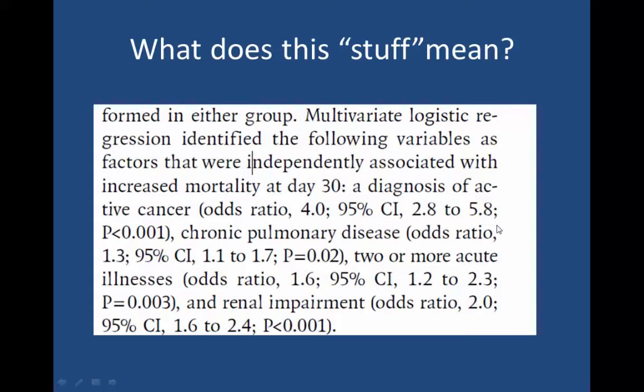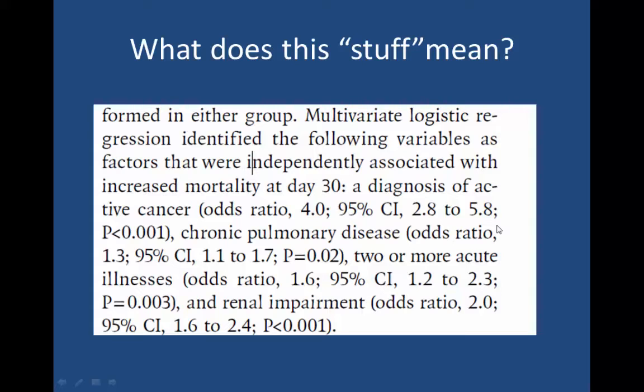The actual range of effect, this is where your calculator comes in, so have that calculator handy, would you take 1 minus 2.8 and you come up with, well, never mind, don't do that right now. Now I'm going to use my Men in Black pen and make you forget that I had that suggestion. Your actual odds were from 2.8 up to 5.8. So there was a slightly higher risk that if you had a diagnosis of active cancer that you would die by day 30 in this study.